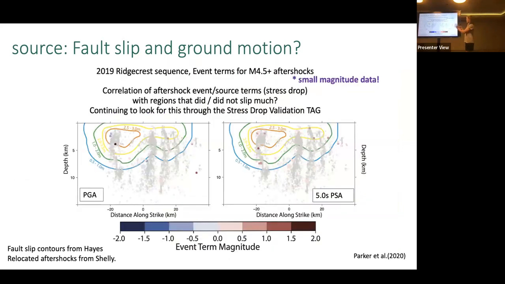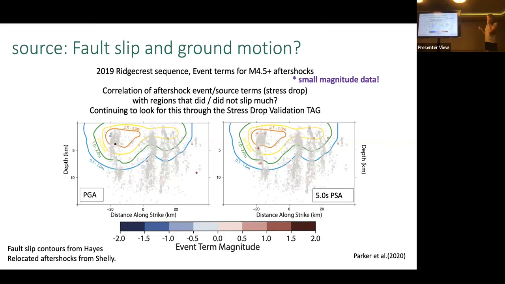rupture. So here's just looking at the cross section for the same data, and I just put some rough contours from the initial conversion from Gavin Hayes. All the data is in gray, and then the colored dots are again showing the PGA and the 5-second PSA event terms, so the same as before. So having a better understanding of what happened during the main shock would be useful here, right? To understand what happened during the rupture, and then also just getting better resolution on what's going on here.